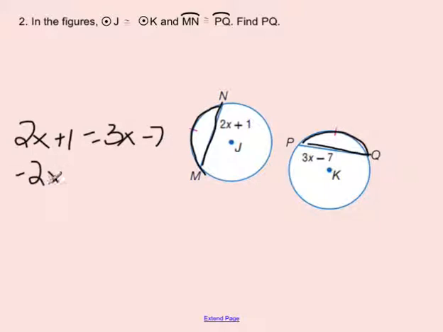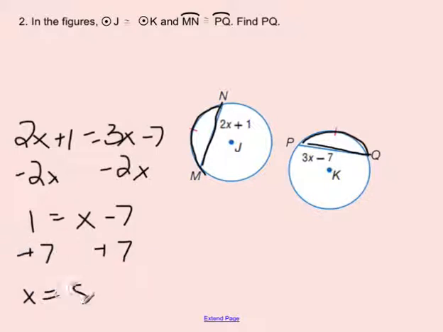So since this is a positive 2, I'm going to go ahead and subtract 2 from both sides. So then I get 1 is equal to x minus 7. And then I'm going to go ahead and add 7 to both sides, and I get that x is equal to 8. Okay, so for number 2, x is equal to 8.